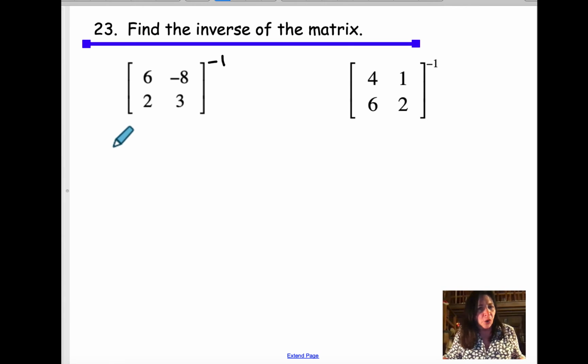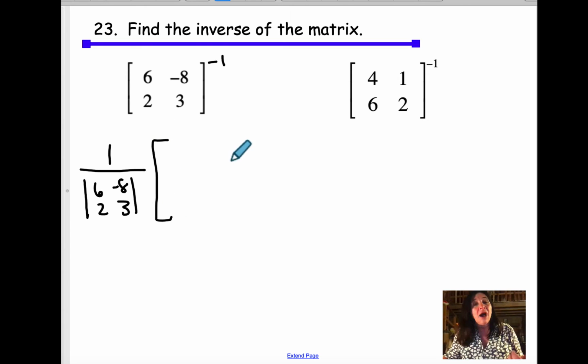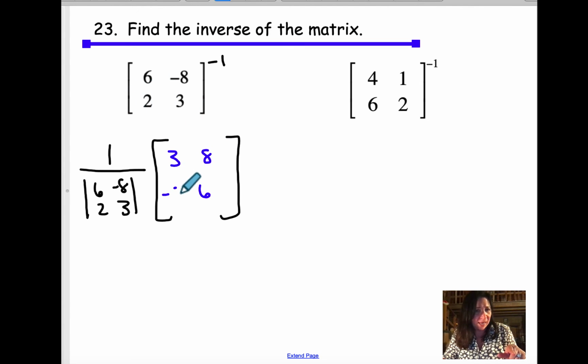So again, we're going to go 1 over the determinant. Now the determinant looks like this, right? So whatever 6, negative 8, 2, and 3 is, that's my determinant. And then I'm going to go times the transpose. And the transpose is going to take 6 and 3 and make that 3 and 6. And then it's going to take the opposite of 8, so that's going to be 8. It's going to take the opposite of 2, so that's going to be negative 2. And then I'm going to multiply this scalar value, which is just a number, times whatever's inside here.